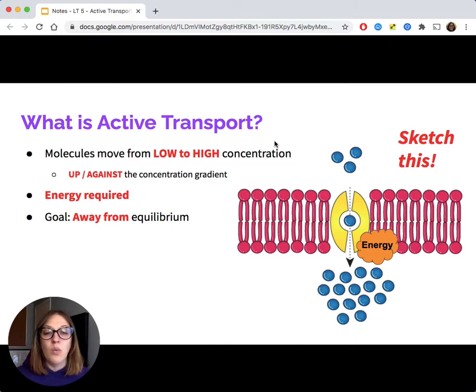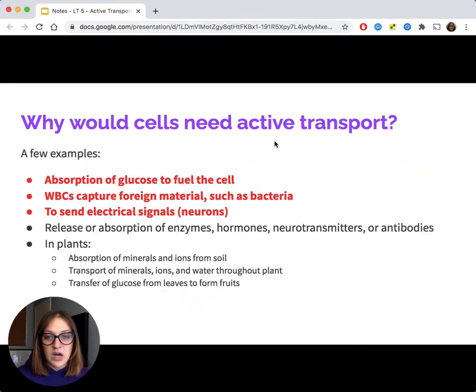And why would a cell want to move away from equilibrium? There's actually a number of really great examples that we'll talk about. For example, you eat a donut and you have tons of sugar molecules in your stomach, but what if your stomach cells are already concentrated in sugar? Well, you still need to absorb those extra sugar molecules. Or maybe a cell just needs more glucose in order to fuel the cellular processes. So absorption of glucose is one example of where we might move sugar from where there's less sugar to where there's already a lot of it, because maybe that cell needs more energy.